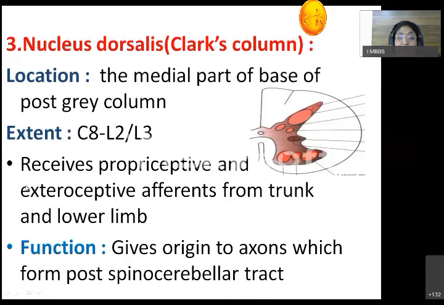Sensation of pressure and temperature comes under exteroceptive sensation. Thus, the function of this nucleus dorsalis is mainly in the formation of the posterior spinocerebellar tract. We are going to see the posterior spinocerebellar tract in detail along with the tracts. But just remember that nucleus dorsalis, which is present at the base of posterior horn, extends from C8 to L2, L3 level, and it is responsible for exteroceptive and proprioceptive sensation from trunk and lower limb.